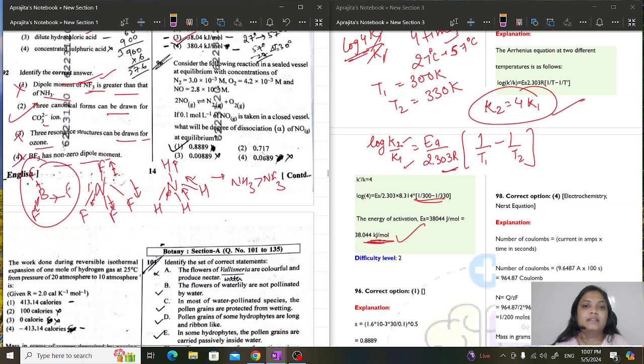Question number 96. In a sealed vessel, the dissociation of nitric oxide is happening. 0.1 mole per liter of nitric oxide is taken.